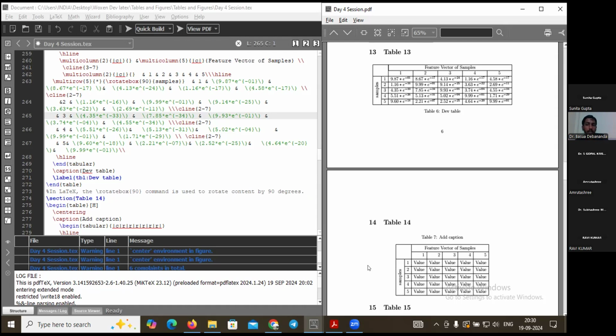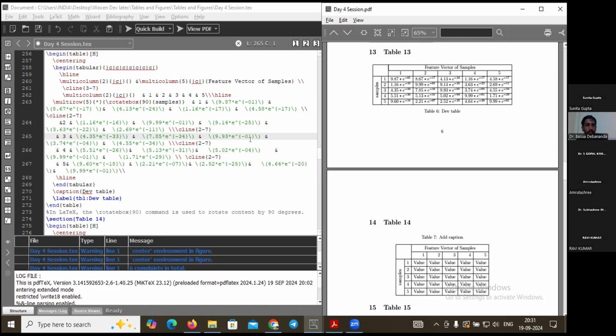I think you can understand. For all columns, do we use only rotatebox, or is there another command for adjusting the whole table in a vertical or horizontal way? It may be there; I will tell you later. Okay, thank you, sir.